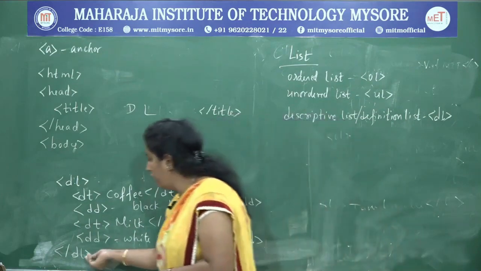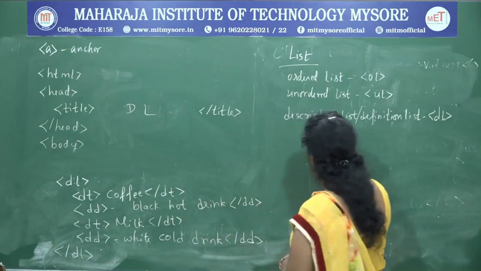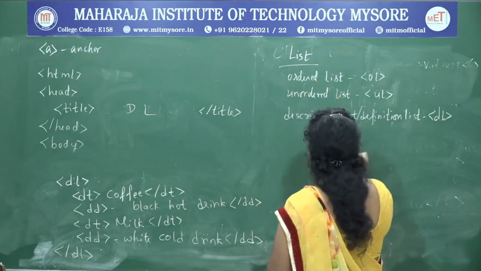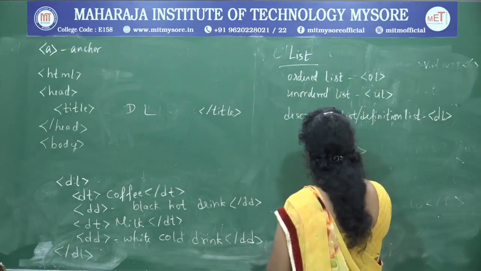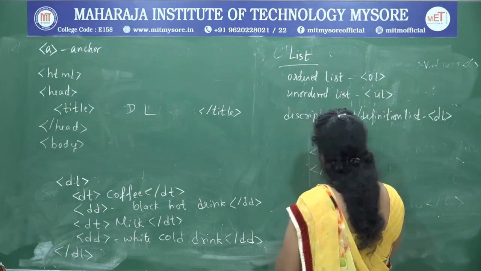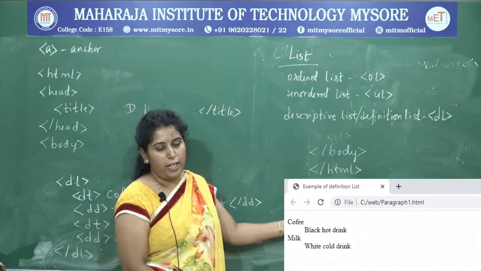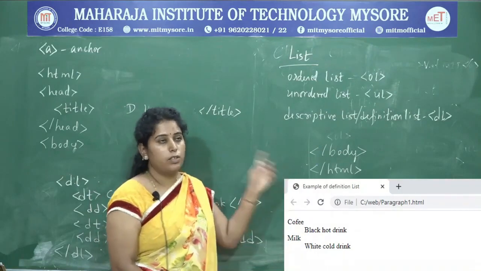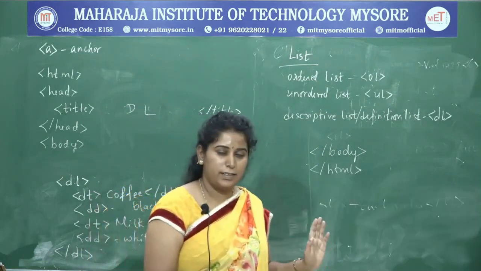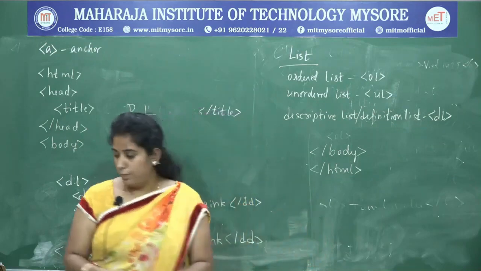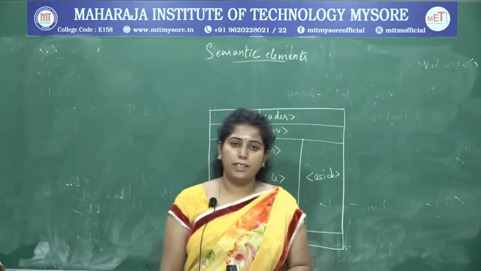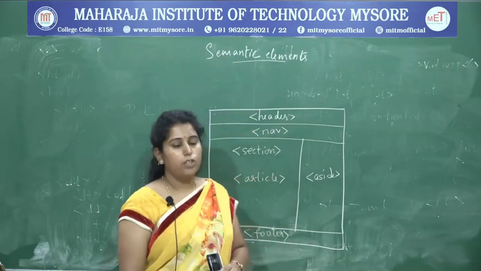Okay, so finally close the definition list, also close the body, also close the HTML. So finally now you run this program, you can look into the output like this. So this is all about list. Okay? Yes, the next topic is semantic elements.